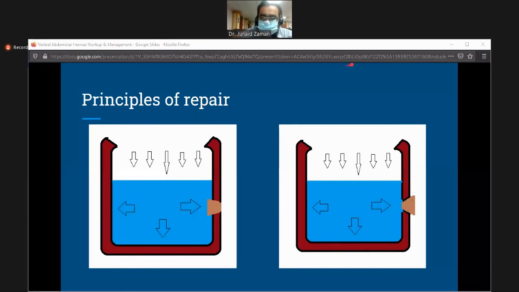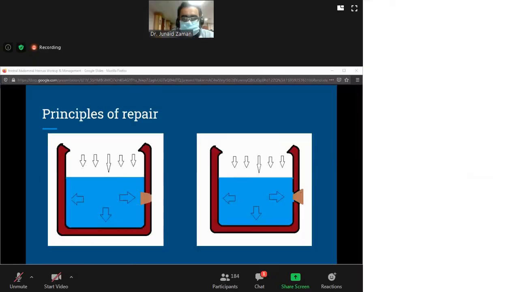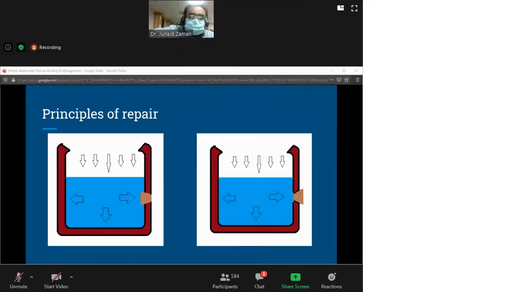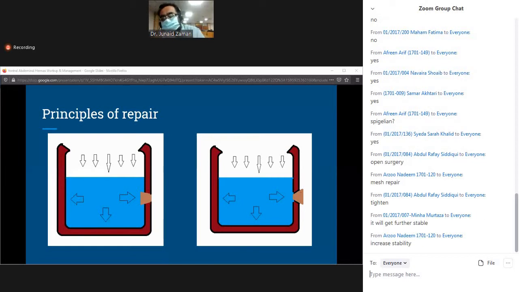See the picture on the left and the picture on the right. Fine, good. Abdul Rafi, you are absolutely right. It will plug it more tightly. Hadika, you are absolutely right. When we push this cork from the inside, it is actually going to push against the wall of the beaker and become more tight. It will become more stable. That is the reason why, initially, we used to place the mesh above the muscles. Now we are placing the mesh below the muscles.